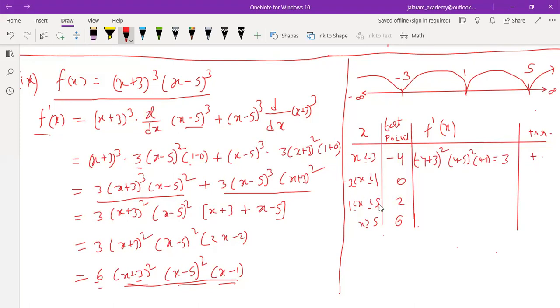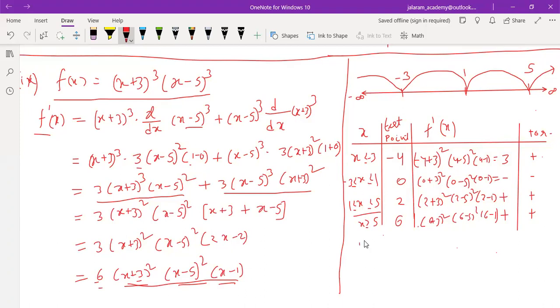Again, when x lies between -3 to 1, use 0. So (0+3)^2 into (0-5)^2 into (0-1). Positive, positive, negative. So it is negative. Okay. Next the test point is 2, which lies between 1 to 5. (2+3)^2 into (2-5)^2, both are positive, into (2-1). So the result is positive again. Next is 6. (6+3)^2, (6-5)^2, (6-1). All are positive, so the product is also positive.